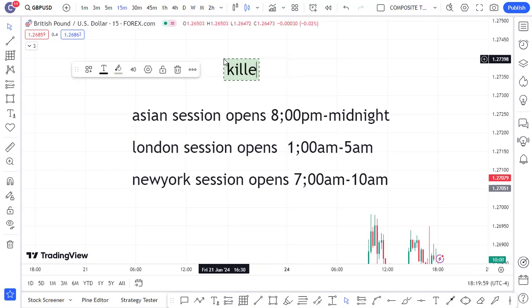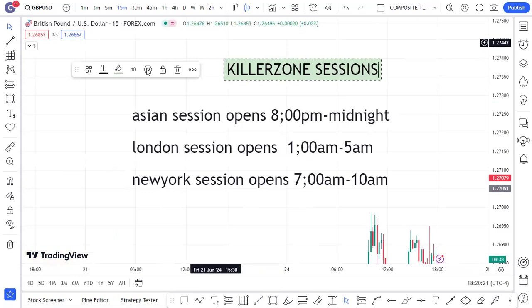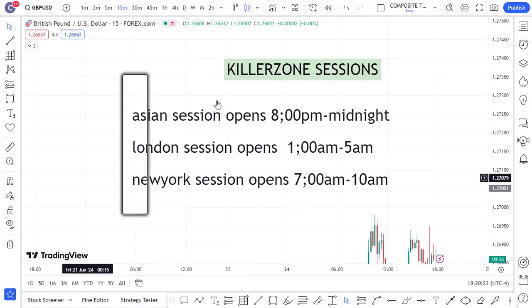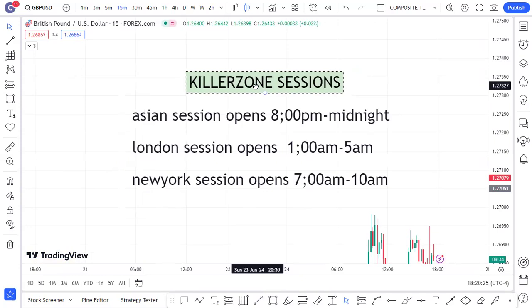Killer zone. I want to use the capital letters. Killer zone sessions. Give me a moment if I'm taking a lot of time, guys, sessions there.